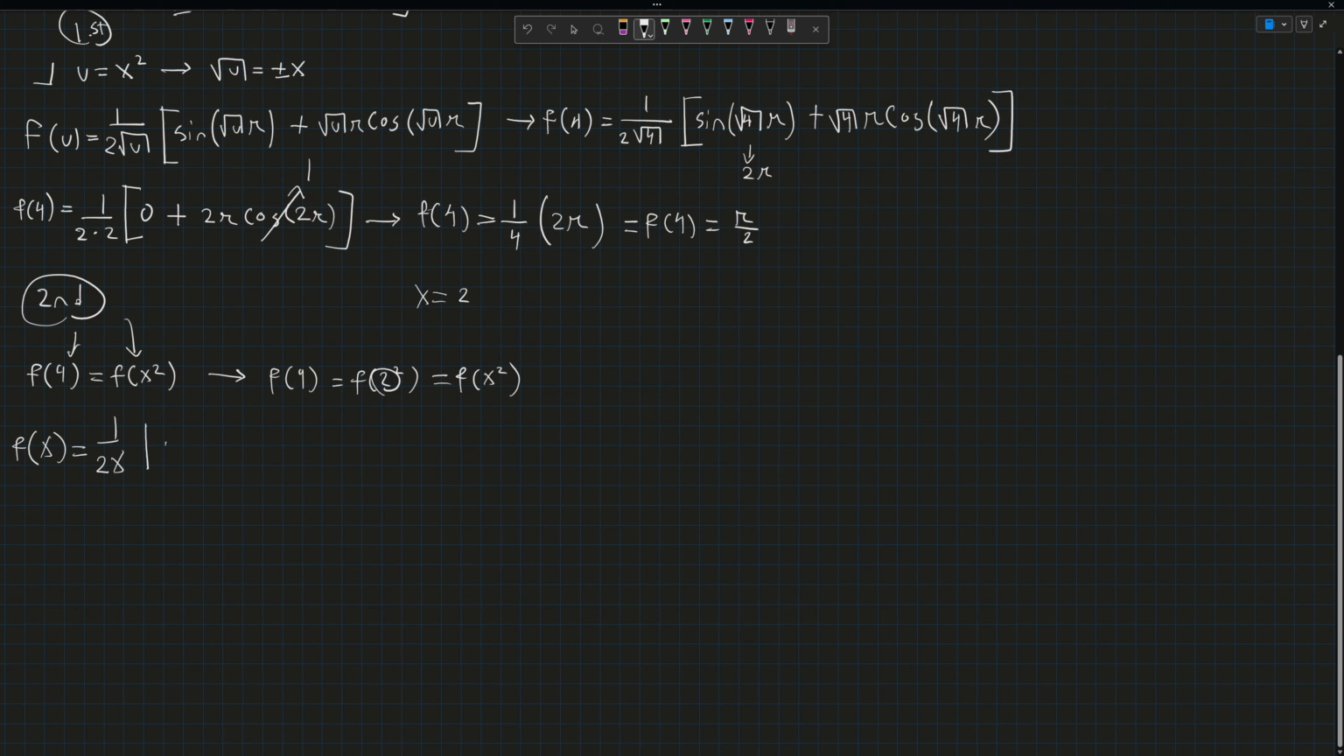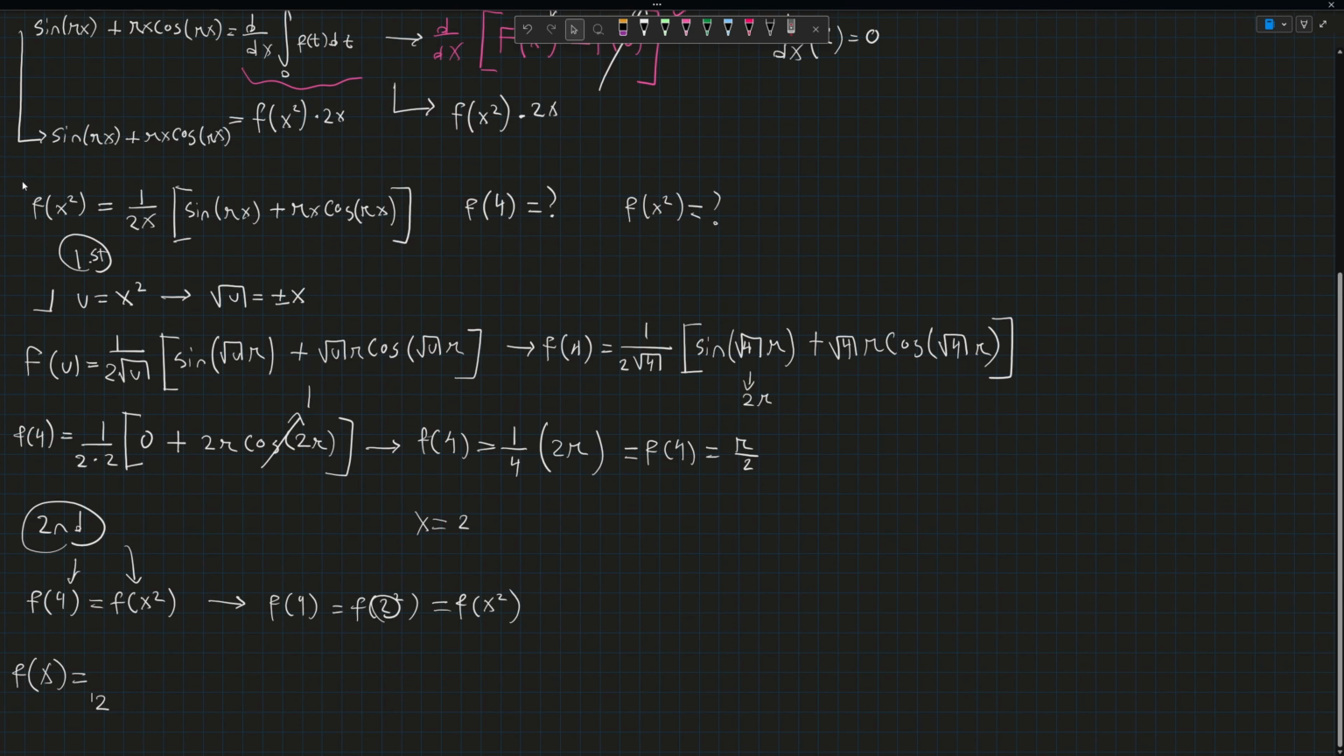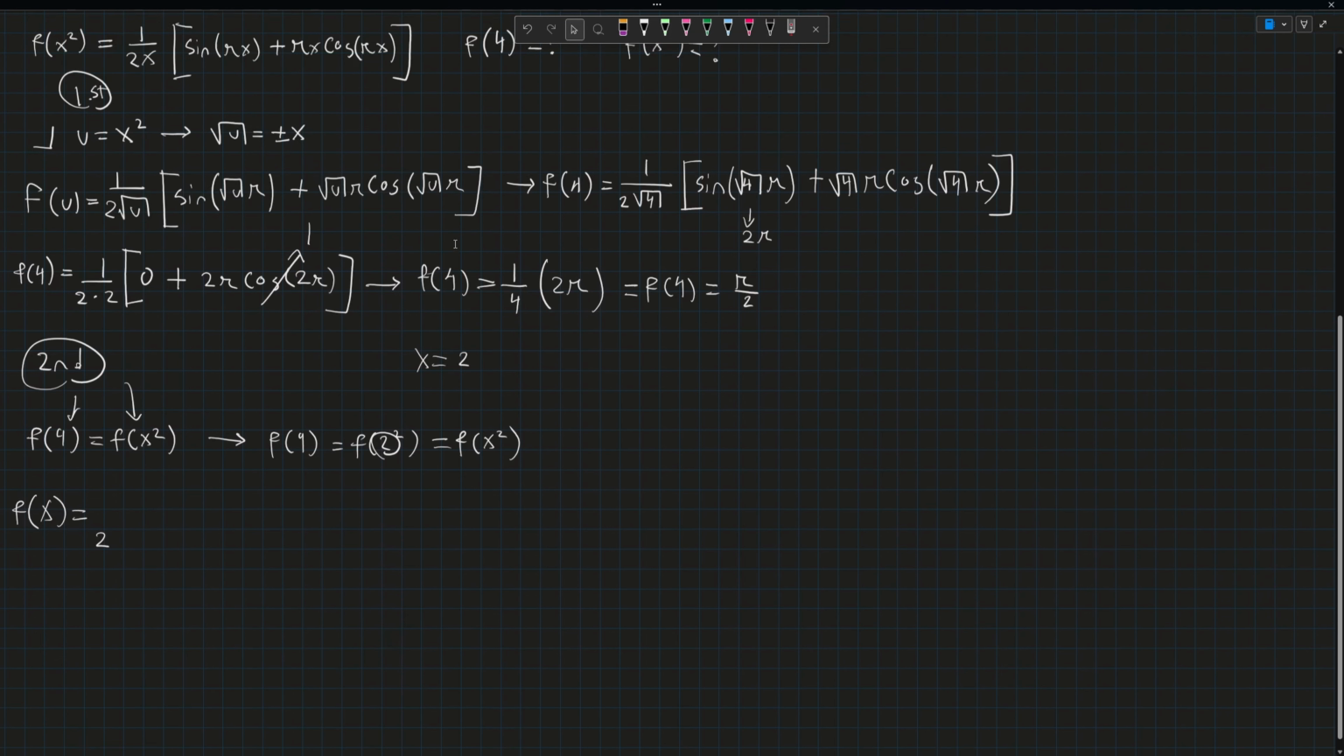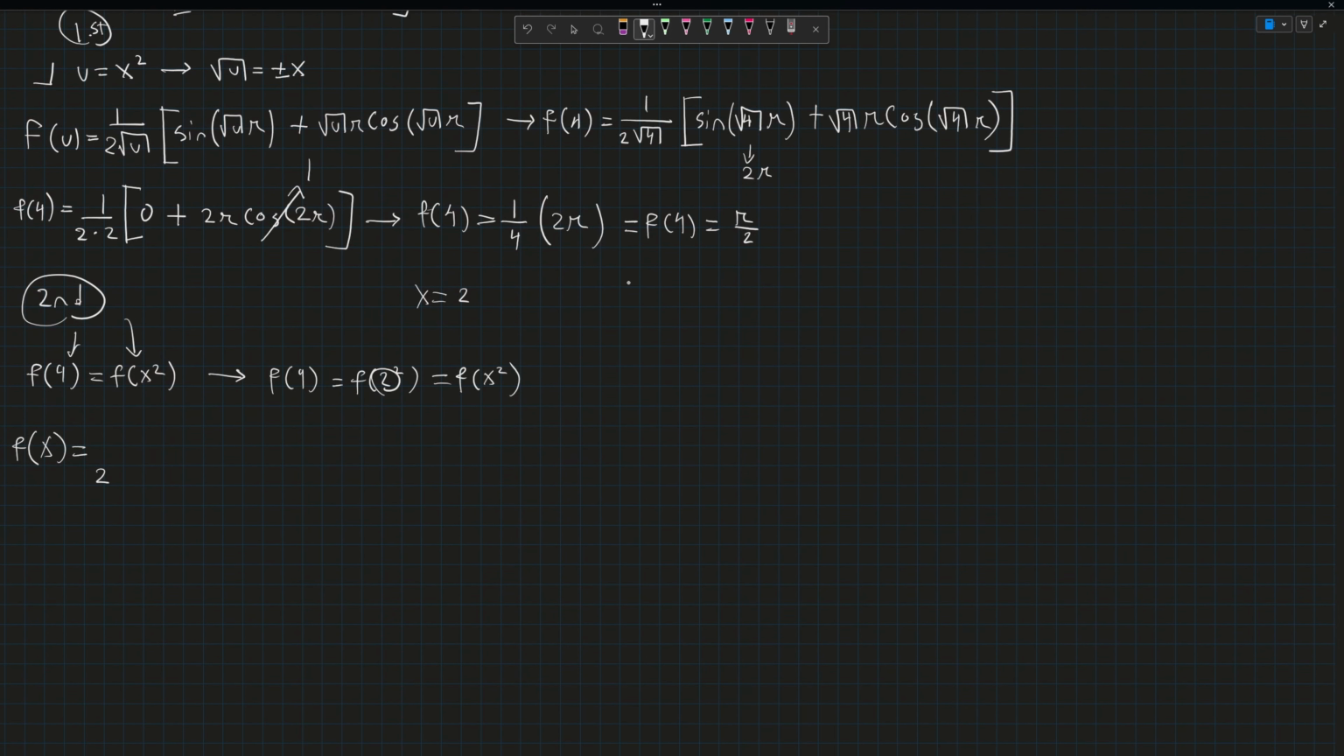Again, we're going to redo the substitution, so it's going to be 2 times. We already know this thing right here, so we don't need to move it down. It's going to be 2 times 2, because remember, we're substituting 2 this time instead of 4, times this. Let me write it more neatly. Now this is going to be sine of 2 pi plus 2 pi cosine of 2 pi.